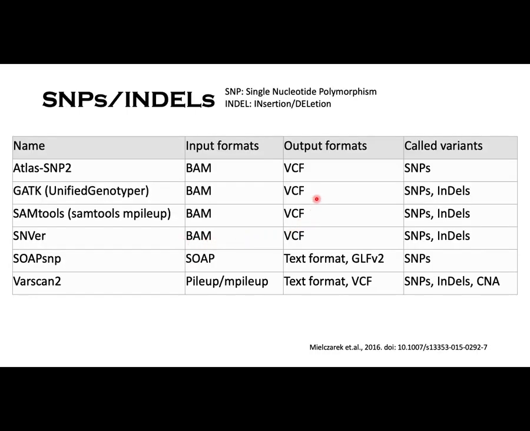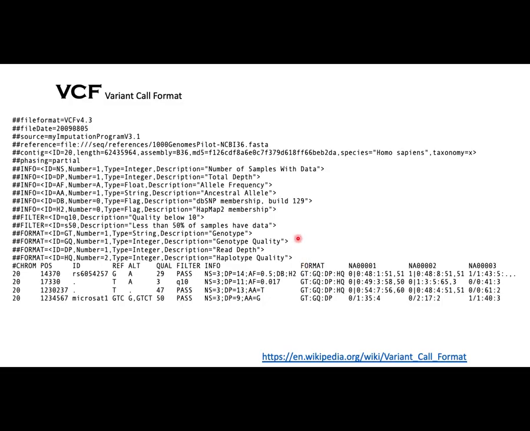Here is a list of currently available tools to call SNPs and indels. We can see that for most of them, the output is a VCF file. Here is an example of a VCF file. The VCF file has a chromosome, mutation position, ID, reference base, mutation base, score of the mutation, filter status, and additional information. The explanation of the additional information is listed in the header section.